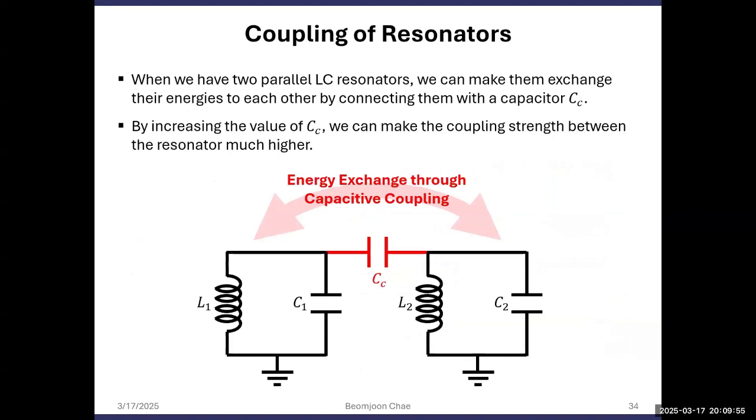And when we have two different resonators, then we can use some other capacitors to couple them. By using a capacitor between the two LC resonators, we can make the two resonators couple, like exchange their energies with each other. Also, by increasing the value of C, the size of the capacitor, we can make the coupling strength much stronger.